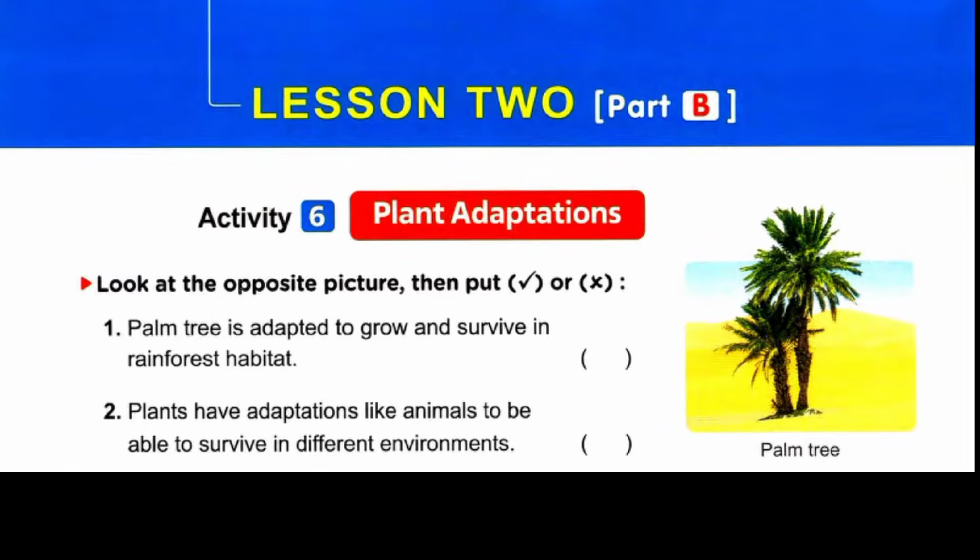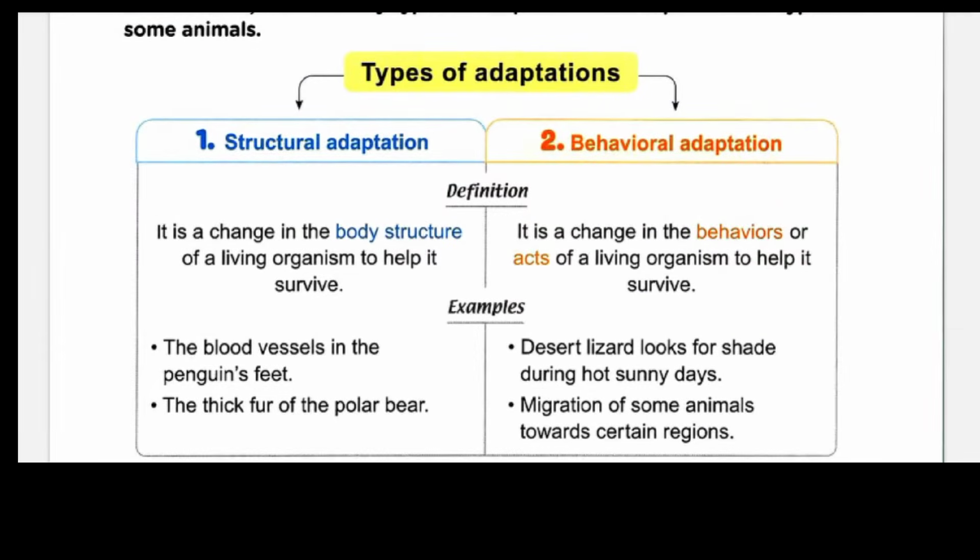Junior 4, Concept 1, Lesson 2, Part B, Plant Adaptations. Remember that we have two types of adaptations. First, structural adaptation. Second, behavioral adaptation. First, structural adaptation means change in body structure of living organism to help it survive. Second, behavioral adaptation means change in behaviors or acts of living organism to help it survive.